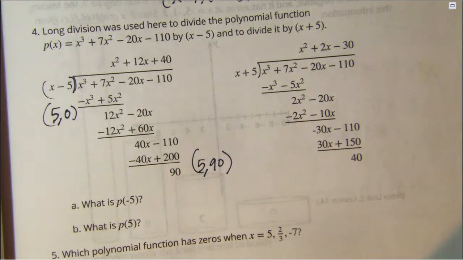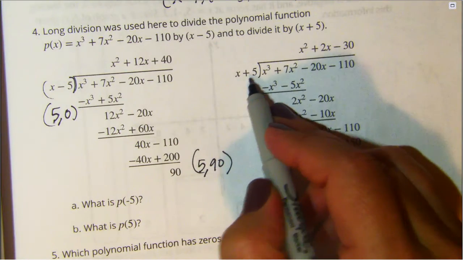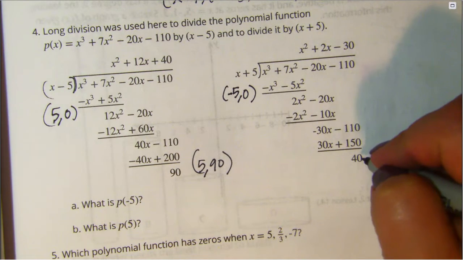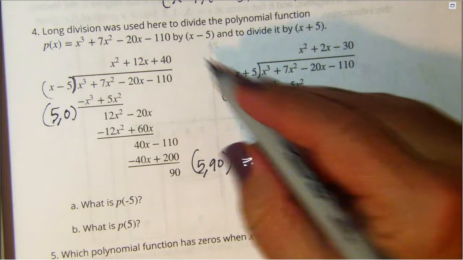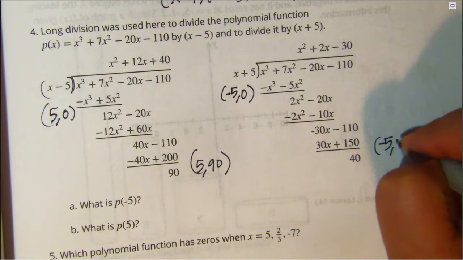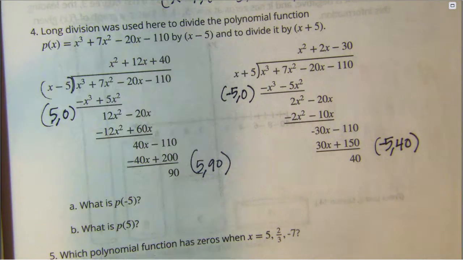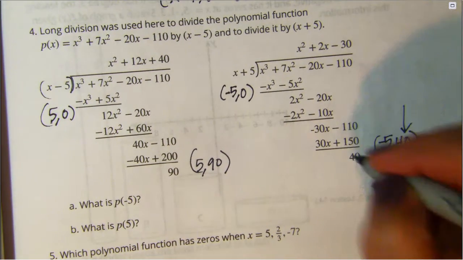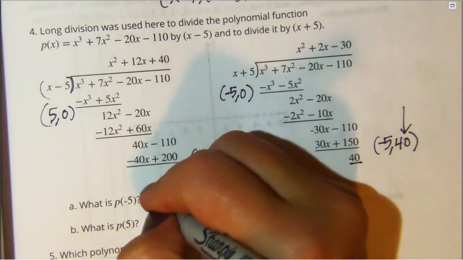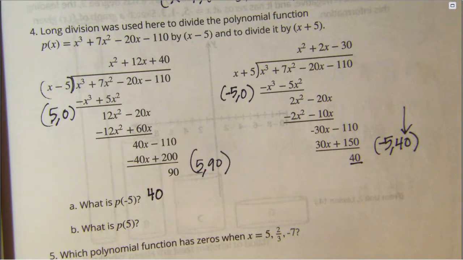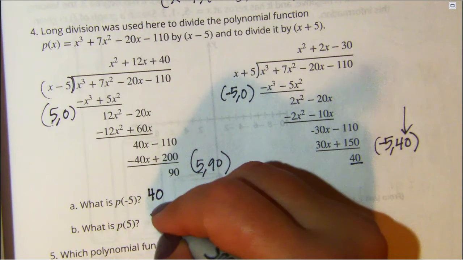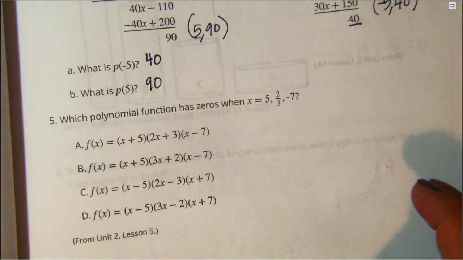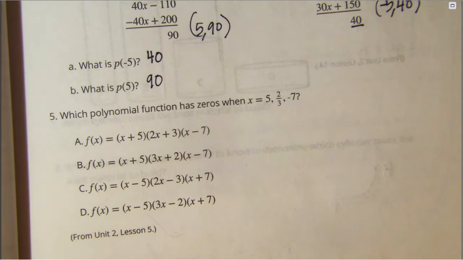That's what that means. And this one, because it says x plus 5, would actually be (-5, 0). And this remainder tells me what I would get if I plugged a negative 5 in. I would get 40. So now it says, what is p of negative 5? What would you get if you plugged a negative 5 in? You would get that. I can see it by the remainder. I would get 40. What would you get if you plugged a positive 5 in? You would get 90.